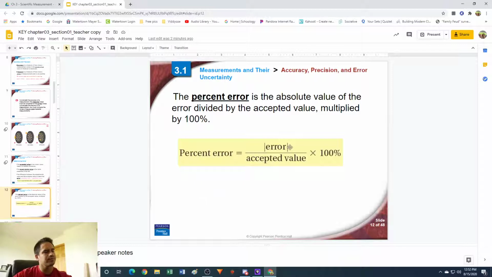To find your percent error, you take the absolute value of your error. So if your error is positive or negative, it doesn't matter. You just take it as a positive value, divide it by your accepted value, whatever you're supposed to get, times it by 100 to get your percentage.